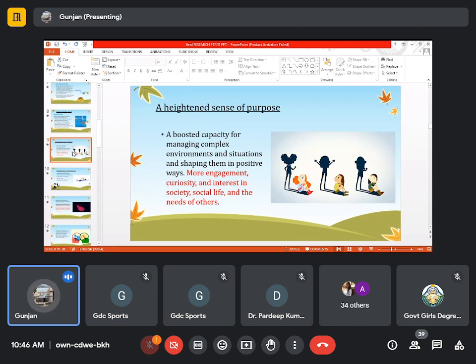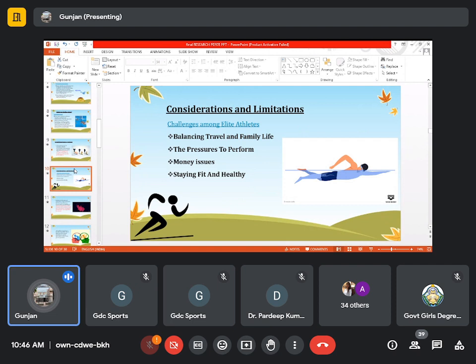More engagement, curiosity, and interest in society, social life, and the needs of others. These are the things that boost our capacity for managing complex environments and situations and shaping them in a positive way.